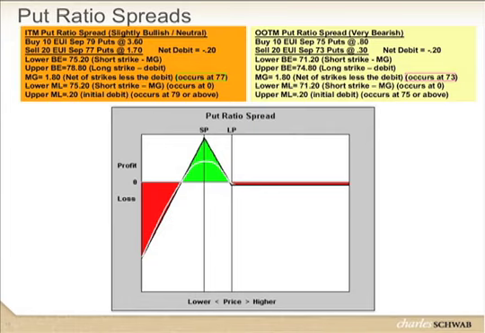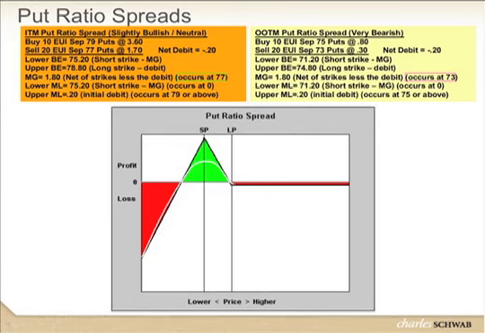The first one is a put ratio spread. Now, a ratio spread is kind of interesting because even though we call it a spread, the reality is your entire position is not really spread. In this example, I'm going to buy 10 puts, but I'm going to sell 20. What I've really got here is a 10 by 10 spread, and I've also got 10 naked options.